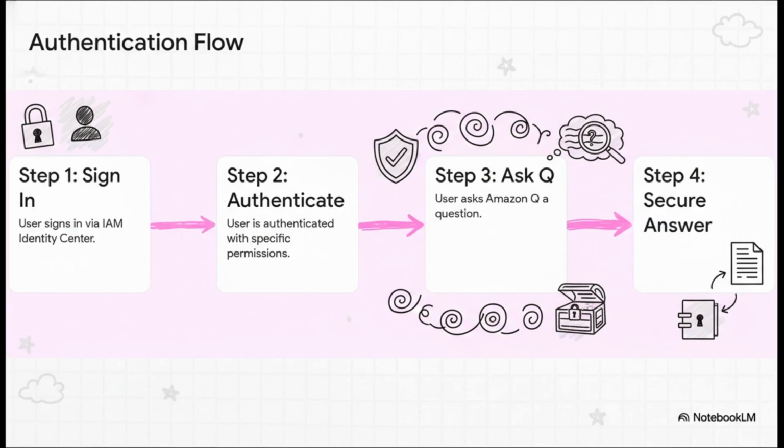First, a user signs in using AWS IAM Identity Center. Q then knows exactly who that user is and what they're allowed to access. So when that user asks a question, Q will only look for answers in the data sources and documents that person is already authorized to see. It never shows you something you shouldn't have access to.